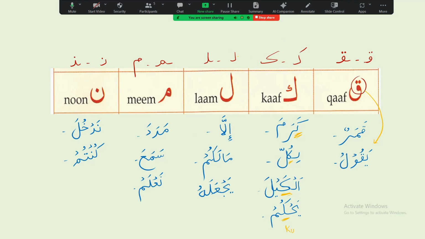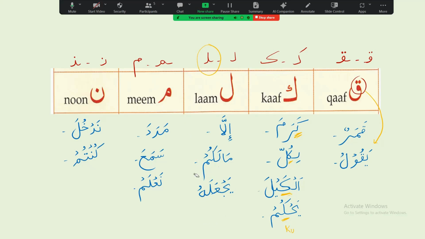Now looking at another example of this attachment, in this word malakum. Lam here is in this position. Malakum. Okay, let's see another example when lam comes in the middle, like this word. Yaj'alahu. Lam here is here. Yaj'alahu. Okay, so this is the possibility for the lam alphabet.